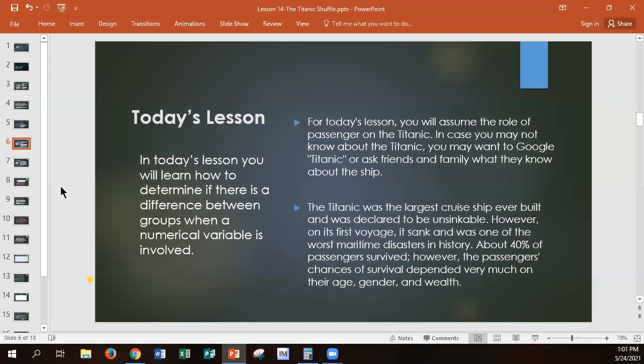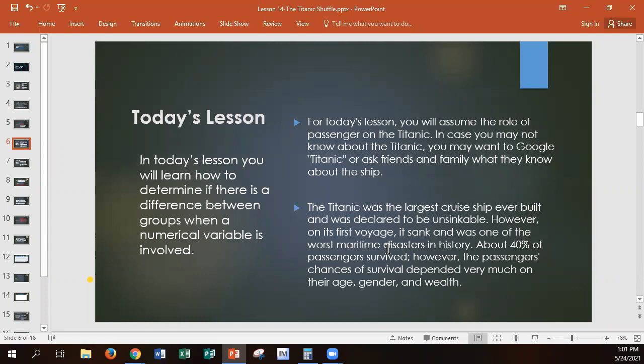So today's a lesson, okay? In today's lesson, you will learn how to determine if there is a difference between groups when a numerical variable is involved. For today's lesson, we're going to assume the role of a passenger on the Titanic. In case you may not know about the Titanic, you may want to Google it or ask friends and family what they know about the ship. Disclaimer: the Titanic was the largest cruise ship ever built and was declared to be unsinkable. However, on its first voyage, it sank and was one of the worst maritime disasters in history.